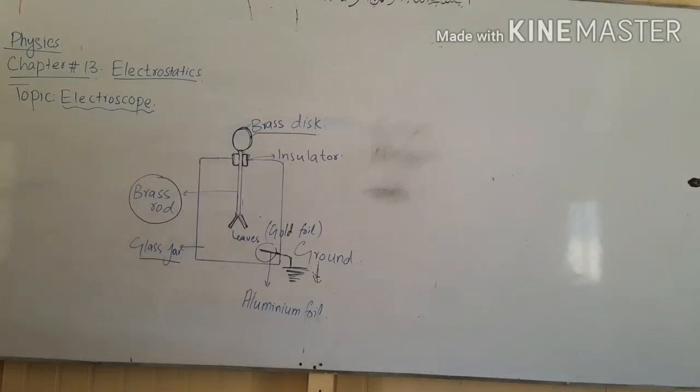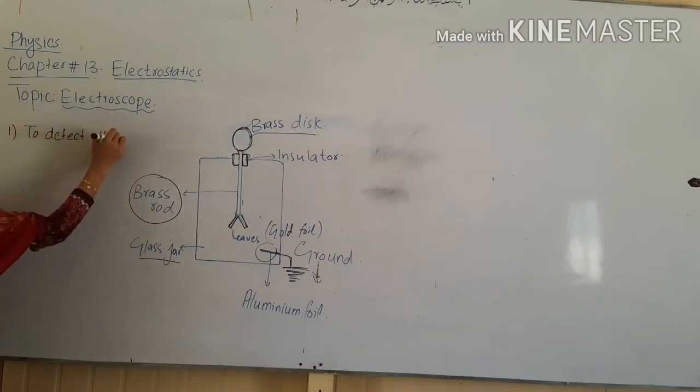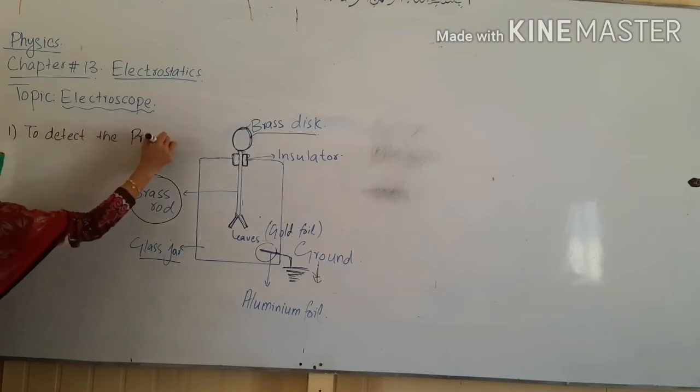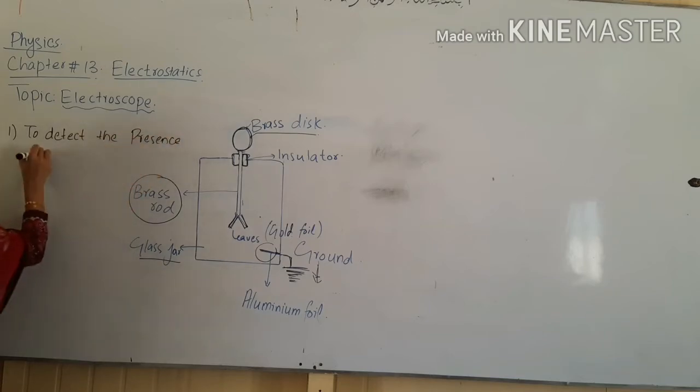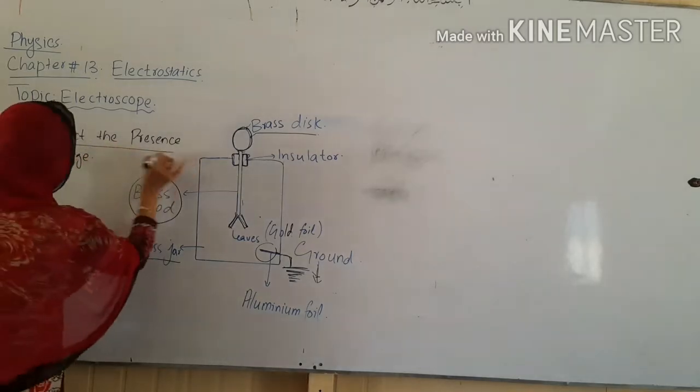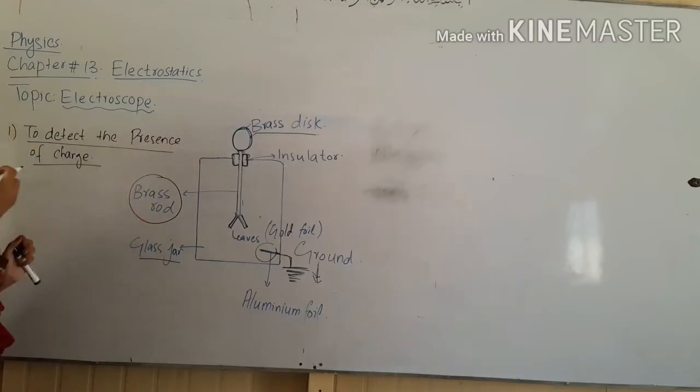First of all, the first use is detecting the presence of charge. It means whether the body is charged or not can be detected by using the electroscope.